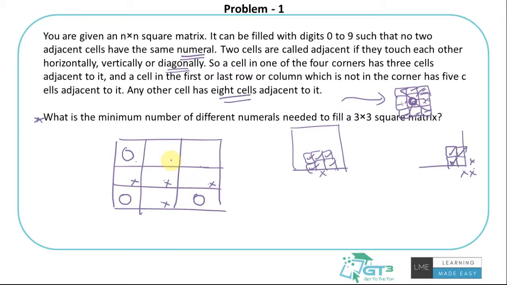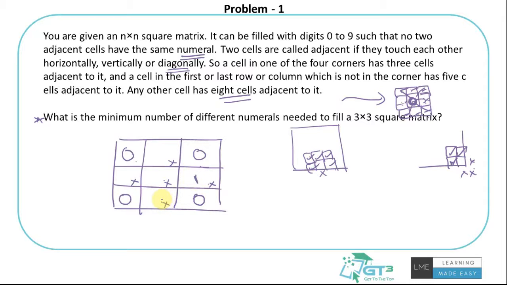Can I fill 0 here now? No, because this is present. Now can I fill 0 here? Yes, again this is not adjacent, so I can fill. So I have tried to fill only one number in as many boxes as possible. Now what will I do? I'll try to fill the next digit, let's say 1.